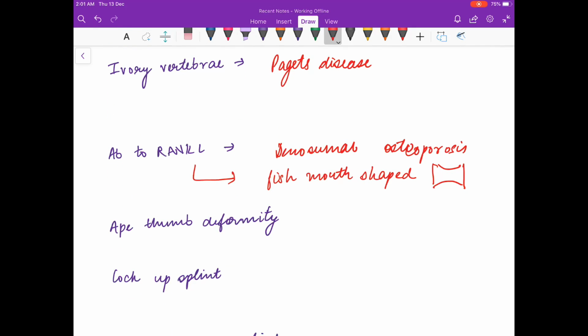Ape thumb deformity is due to median nerve injury. Why? Because there is injury to abductor pollicis brevis muscle.